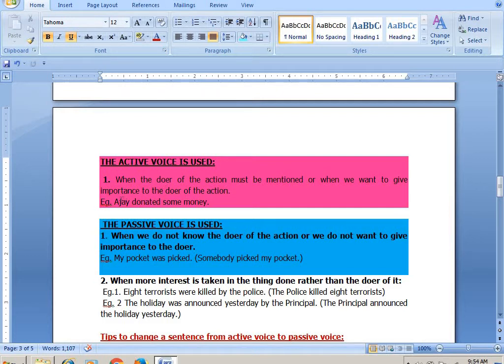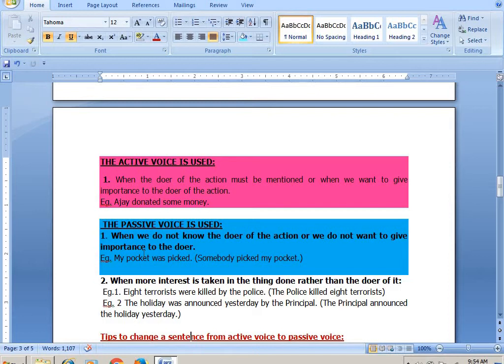Over here, Ajay is a doer. And donated is a verb. And what action has he done, students? He has donated some money. Now look over here. The passive voice is used when, students, look there, when we do not know the doer of the action, or we do not want to give importance to the doer. Either you do not know who the doer is, or we do not want to give importance to the doer. You do not want to know who has done it.